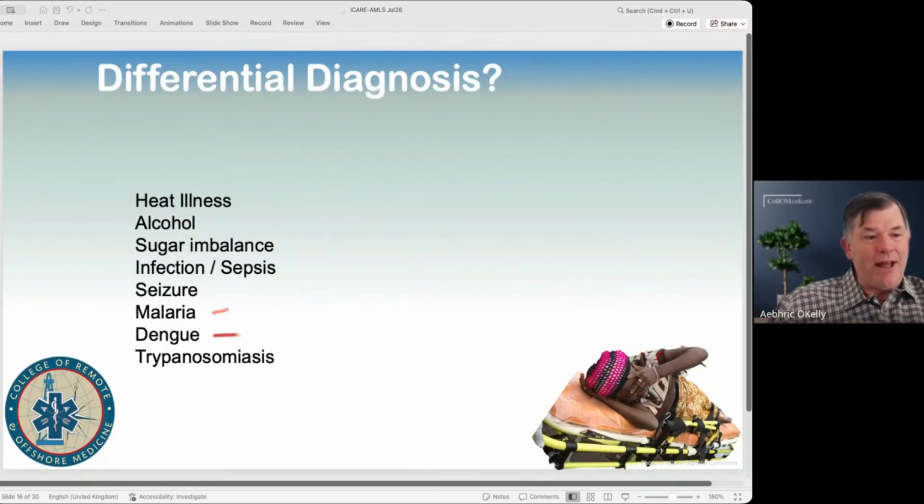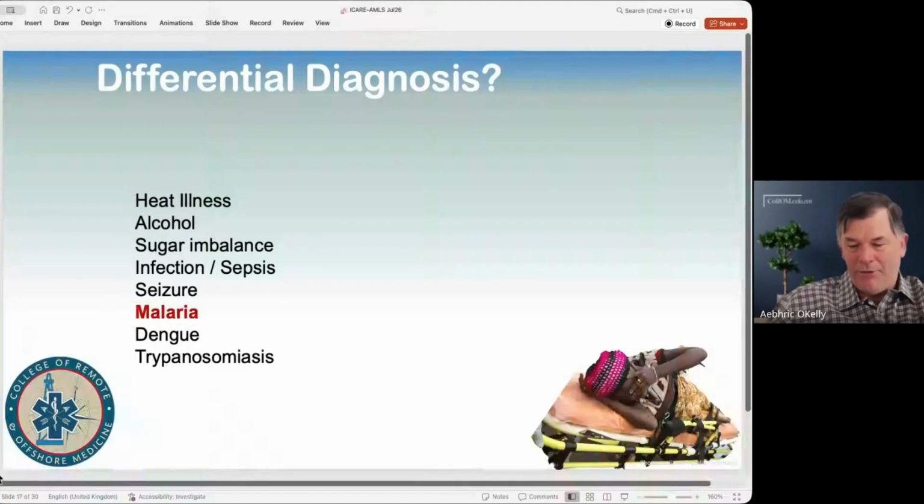So we did a dengue, that's out. Trypanosomiasis is out. Sepsis, we haven't ruled that out yet, have we? It's 1.1 on the lactate. Sugar's fine. Alcohol, yeah, we could have heat illness still, but let's focus on the big fella that might cause some death. That's always bad.